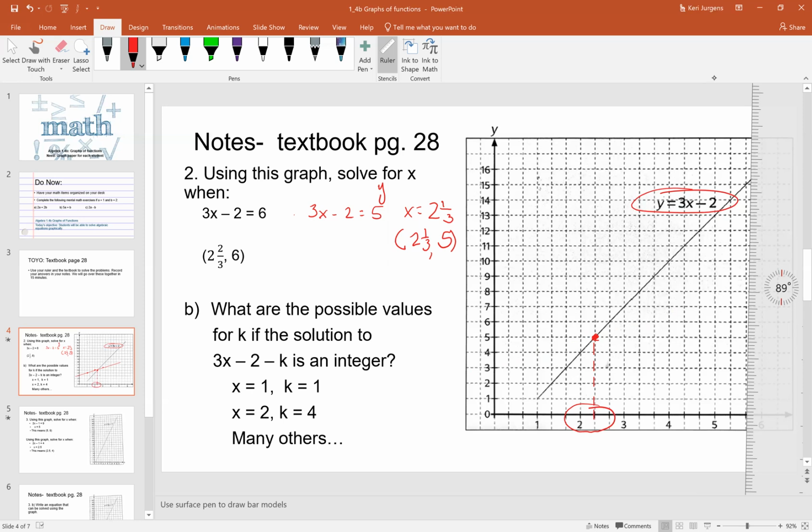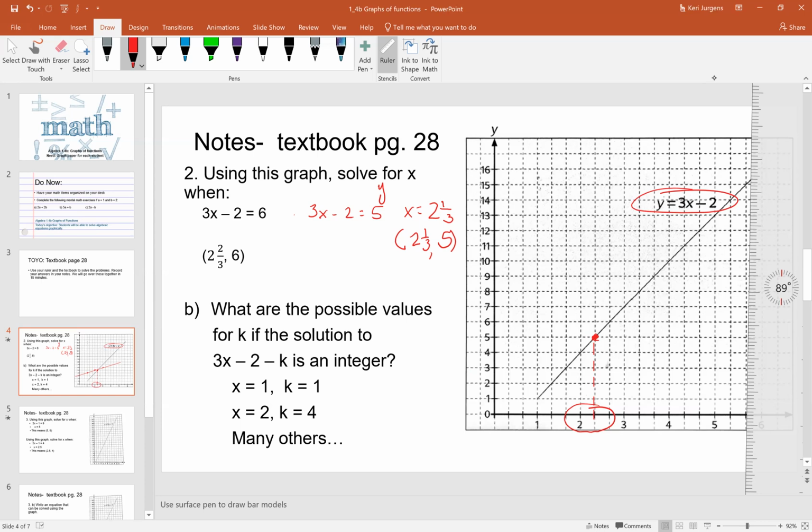Every time it tells us something different, like 3x minus 2 equals 4, right? We're trying to find x. X is going to be something different when y is 4. X is going to be different when y is 5, and x is going to be different when y is 6. Does that make sense? So what we're trying to do with each one of those problems is we're just trying to solve for x.